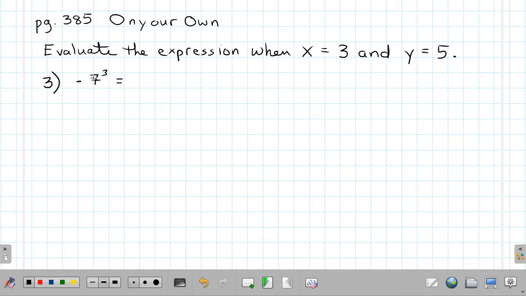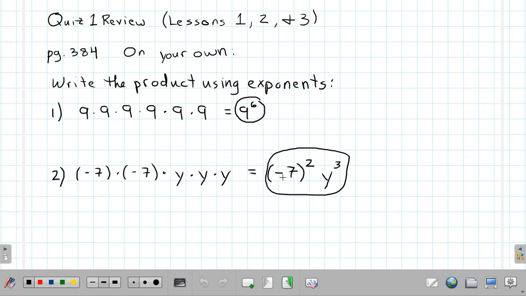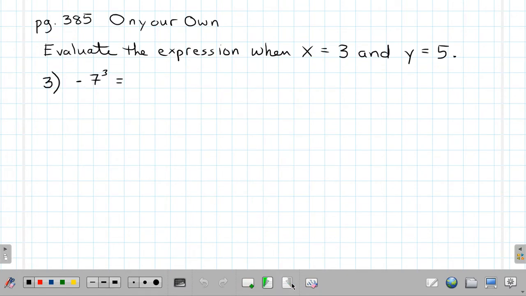The negative is on the outside of the 7 and the 3, because if it wasn't, okay, so flipping back, if we have the -7 in parentheses, that tells us the whole thing -7 repeats. But if there's no parentheses, that tells us then we have a negative, and then what actually repeats here is just the +7. So it's going to be a -7 times 7 times 7.